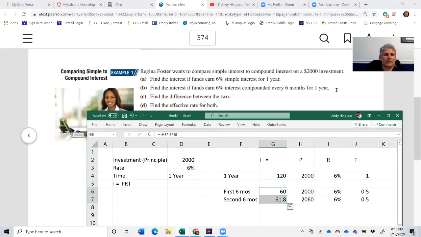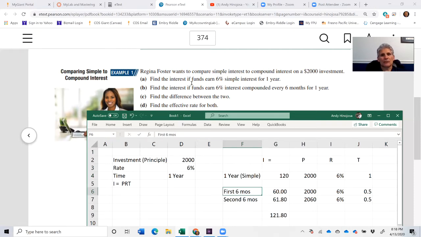Okay, let's go ahead and get these formatted. So we'll add the 60 plus the 61.80. We earned $60 in the first 6 months. We earned $61.80 in the second. So now we're going to look at the total amount of interest earned for the year period of time. In the second example, we're actually earning $121.80 compared to the first year simple interest.